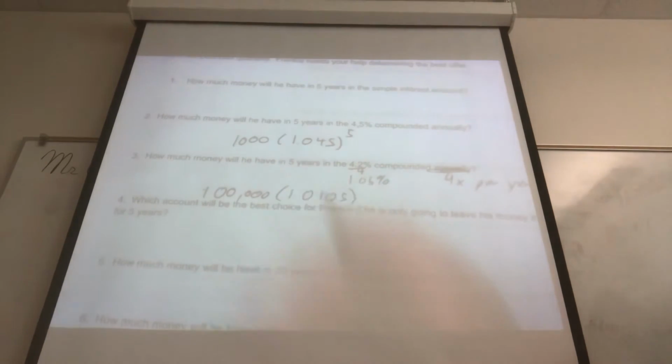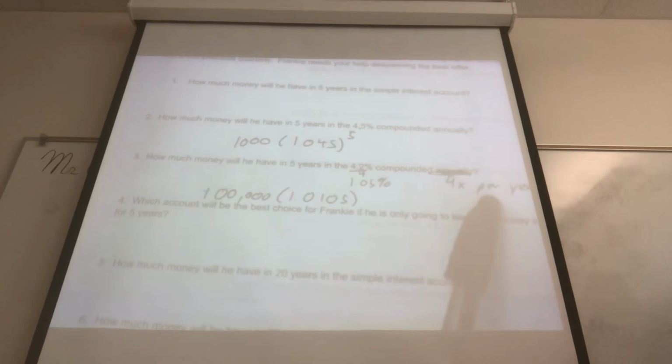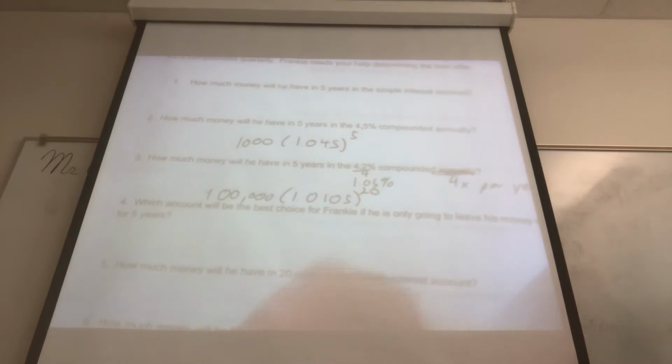And this time, if it's 5 years, I'm doing that 4 times per year. So it's going to get compounded 20 times. Make sure you understand the difference between compounding just annually, compounding normally, and compounding quarterly, weekly, monthly, whatever, how you have to split that up.